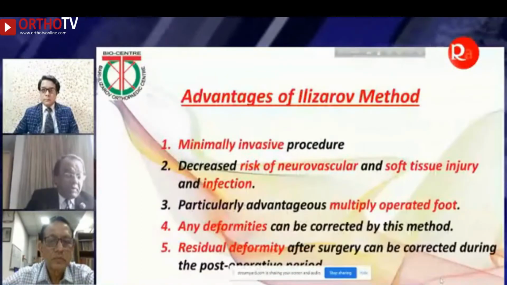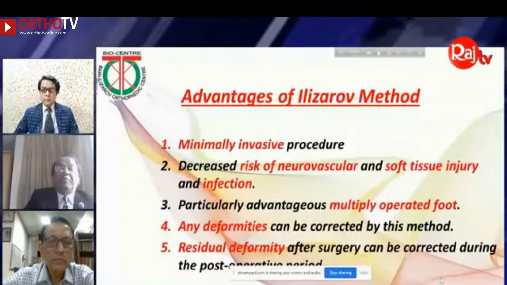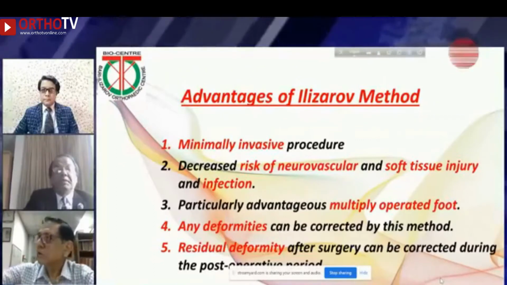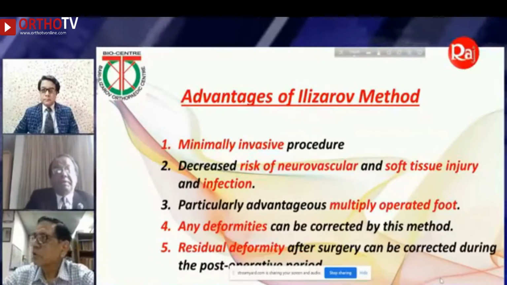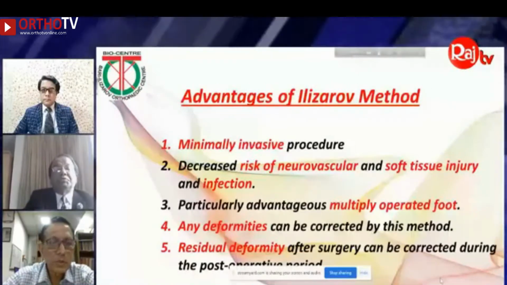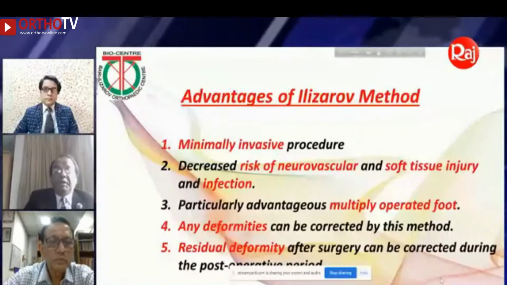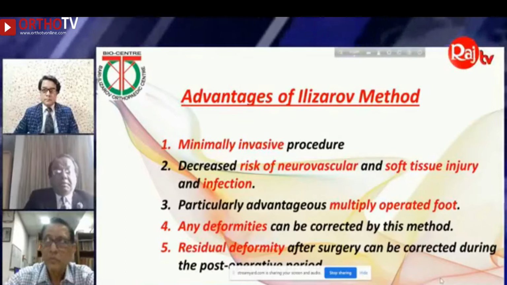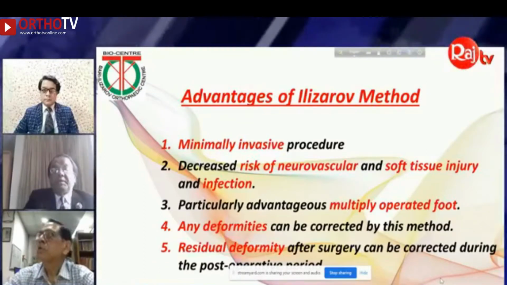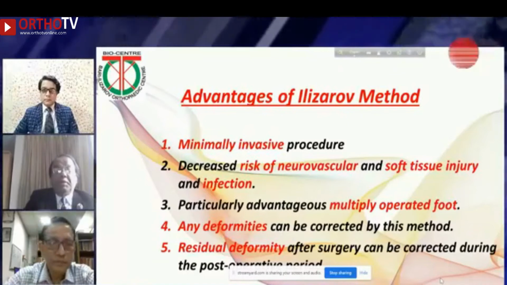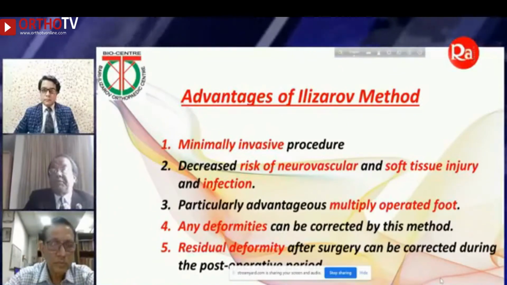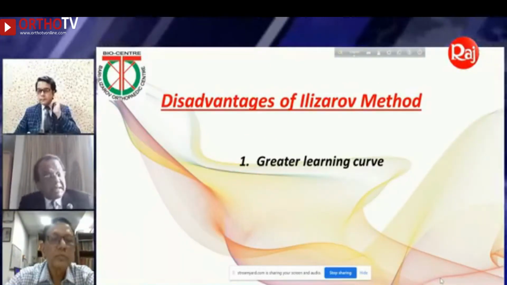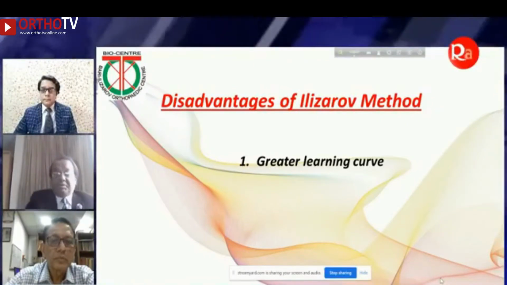Dear friends, whenever we think about the Ilizarov, we must know the advantages. There are lots of advantages to doing the Ilizarov surgery. The risk to neurovascular structures is very minimal, as is soft tissue injury, and you can control the infection also. And it is particularly very good when multiple operative surgeries have been done; Ilizarov is absolutely indicated for that. Any deformities can be corrected by this method, and residual deformity after surgery can be corrected during the post-operative period. Only one disadvantage is a greater learning curve, limitless, infinite.